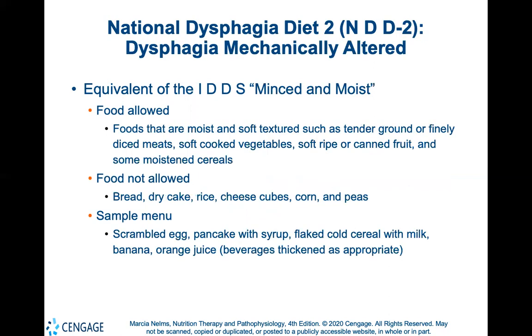Dysphagia Diet 2, equivalent of the IDDSI Minced and Moist. Foods allowed: foods that are moist and soft textured, such as tender ground or finely diced meats, soft cooked vegetables, soft ripe or canned fruit, and soft moistened cereals. Foods not allowed: bread, dry cake, rice, cheese cubes, corn, and peas. A sample menu could include scrambled egg, pancake with syrup, flaked cold cereal with milk, banana, orange juice, and beverage thickened as appropriate.